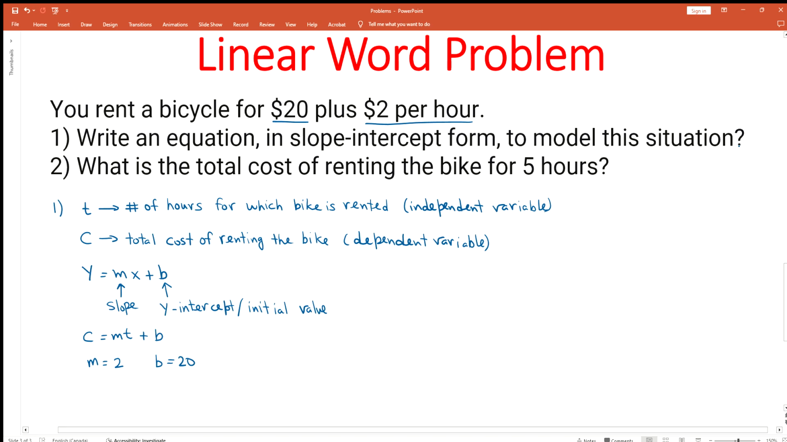Now we can use these values in the equation. So c equals 2t plus 20. This is the equation in slope y-intercept form to model this situation.